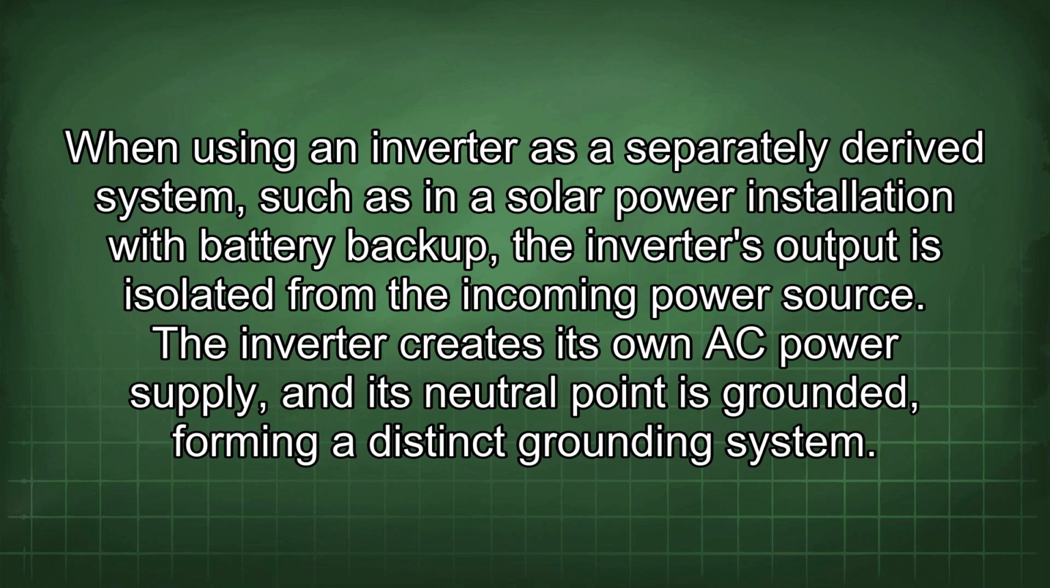When using an inverter as a separately derived system, such as in a solar power installation with battery backup, the inverter's output is isolated from the incoming power source. The inverter creates its own AC power supply, and its neutral point is grounded, forming a distinct grounding system.